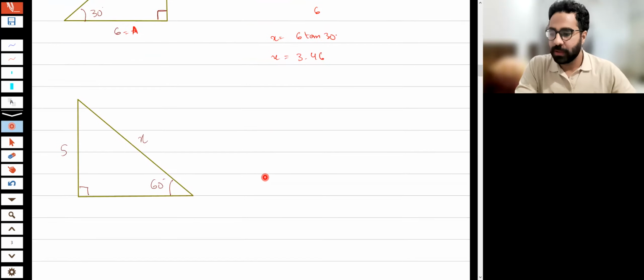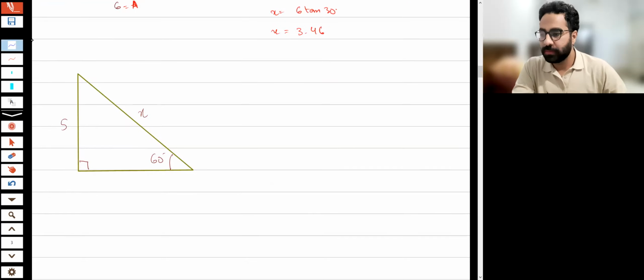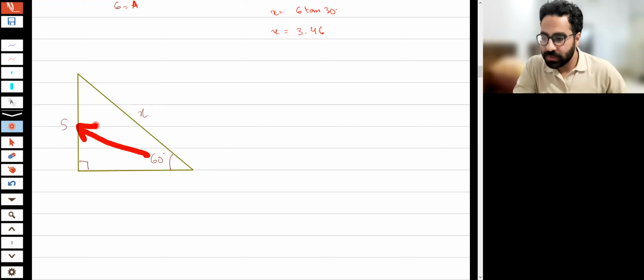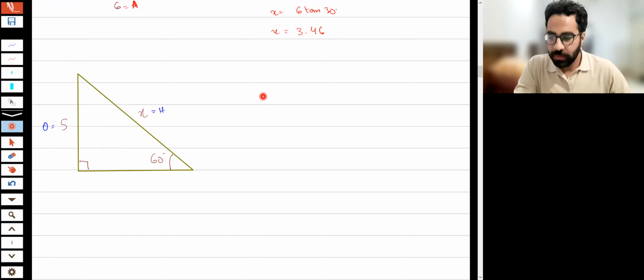Moving ahead, now let's find the value of this side. The first thing that I have to do is mark the letters. This side is opposite my 60-degree angle, so this would be O. This side is opposite my 90-degree angle, so this would be H. There is a trigonometric ratio which connects O with H, and that is sine theta equals opposite upon the hypotenuse.